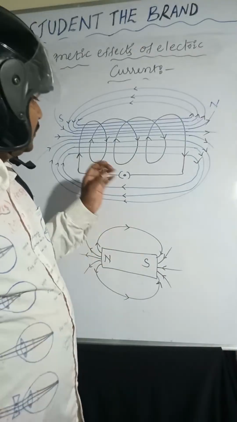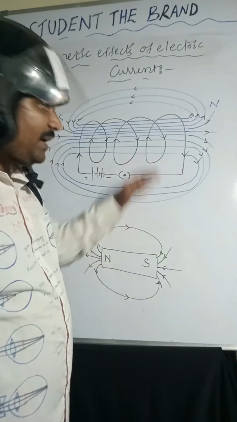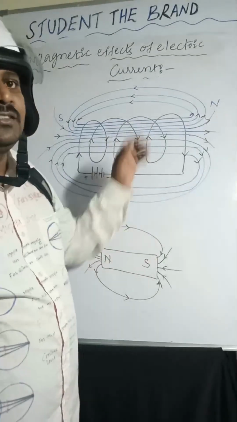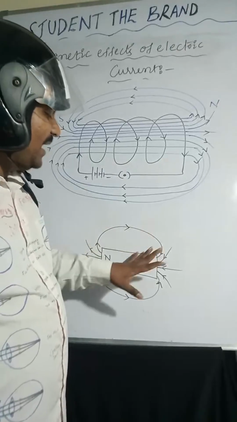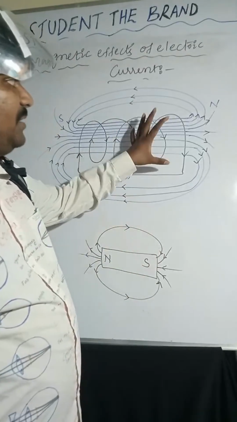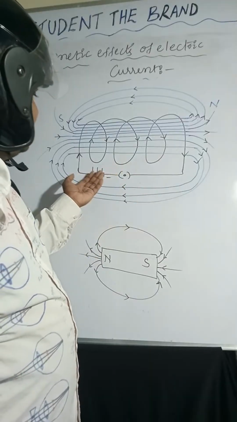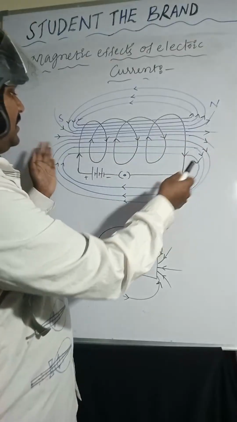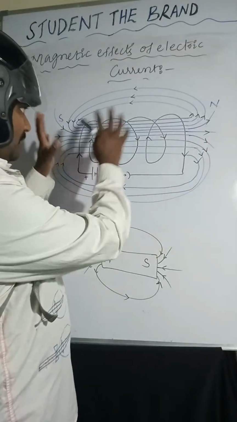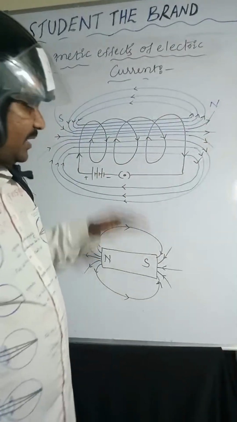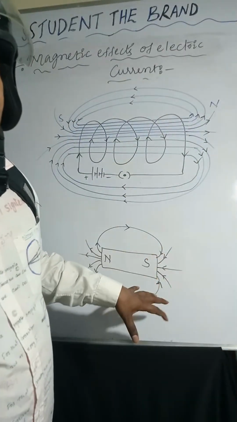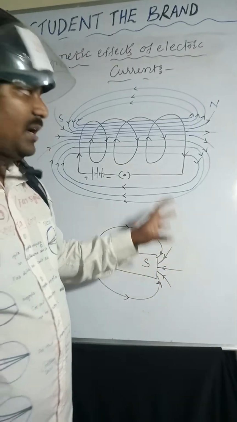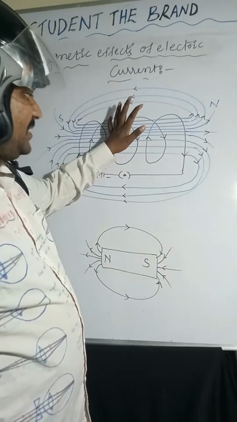The next point is the comparison between bar magnet and solenoid. The bar magnet's magnetic field is fixed, but the solenoid's magnetic field can be changed by changing the strength of current and the number of loops. If the number of loops and the strength of current are increased, the magnetic field will increase. Here, in the bar magnet, we cannot change the magnetic field. It is fixed, but in the solenoid we can change it.